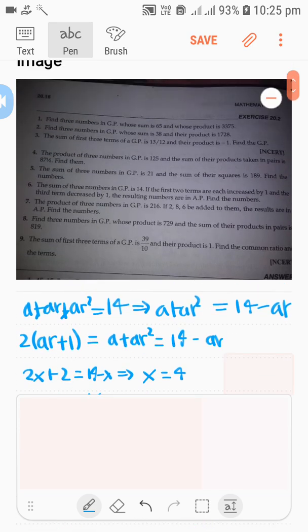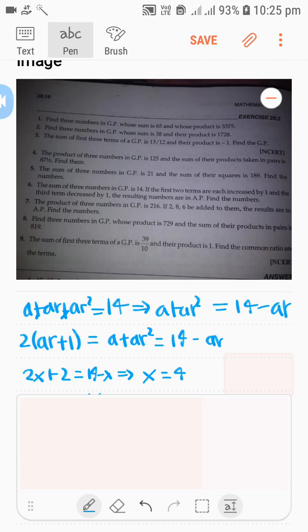This is the 6th one. Let's move to the 7th one. The product of 3 numbers in GP is 216, which means the middle term is going to be 6, because 216 is just 6 cubed. If 2, 8, 6 are added to them, the results are in AP. Find the numbers.